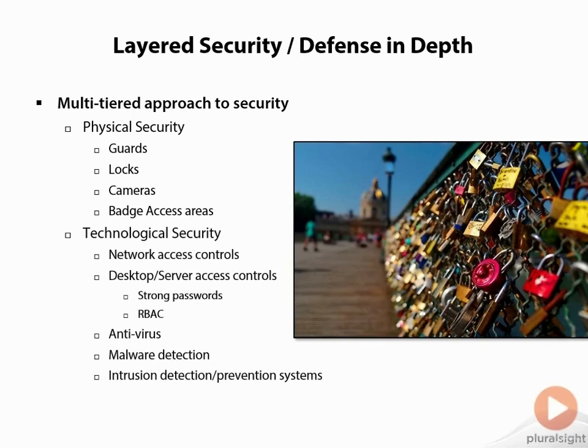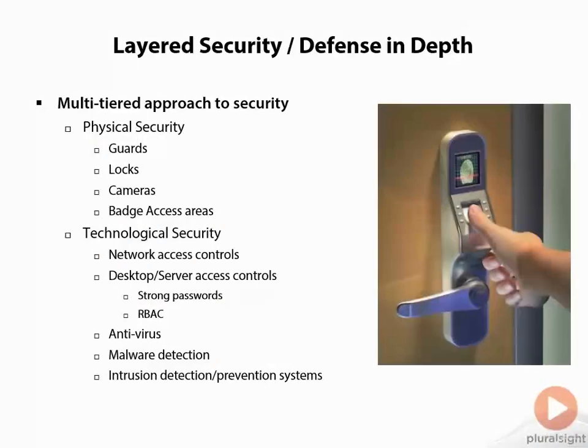All right, and then technological security, network access controls. We talked about ACLs previously. Desktop and server access controls, whether it be strong passwords or some type of two-factor authentication. Okay, role-based access control, basically giving people access to only what they need. Antivirus, we need to make sure we have it and that it is up to date. We need to make sure we have malware detection, spyware detection, and then our intrusion detection and prevention systems.